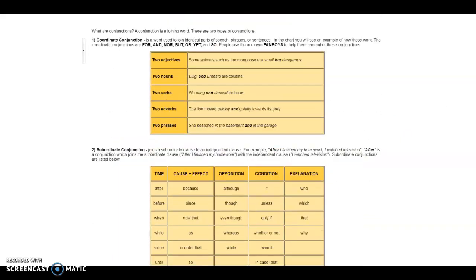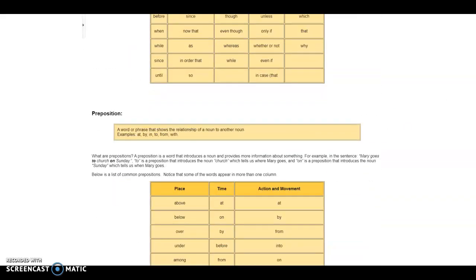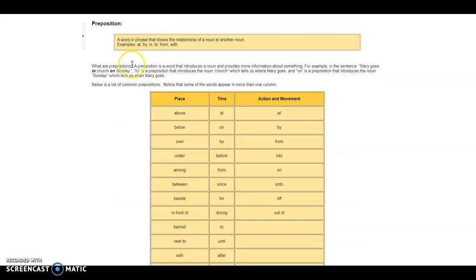So that's conjunctions, two types of conjunctions. Now we're going to look at prepositions, and prepositions are another linking or joining word. Common prepositions would be at, by, into, from, with. And so if we look, it says a preposition is a word that introduces a noun and provides more information about something. For example, in the sentence, "Mary goes to church on Sunday."